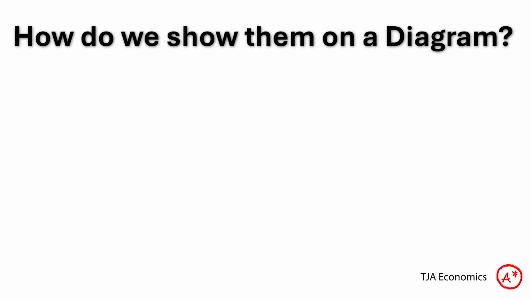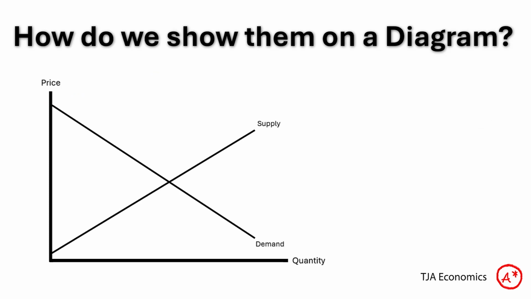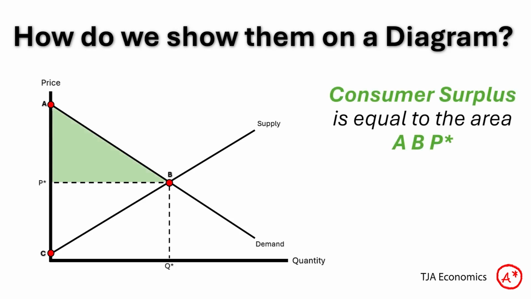So we can actually show it on a diagram. So we have price and quantity, we have demand and supply, we have our equilibrium P star, Q star. And so with points on a diagram, with points A, B and C, we can actually show that consumer surplus is equal to that green triangle area A, B, P star. Why is that? Well, the demand curve shows us how much consumers are willing to pay for a good or service, and then the price, P star, is what they are actually paying, the market price. And so the difference between that demand curve and the price is consumer surplus.